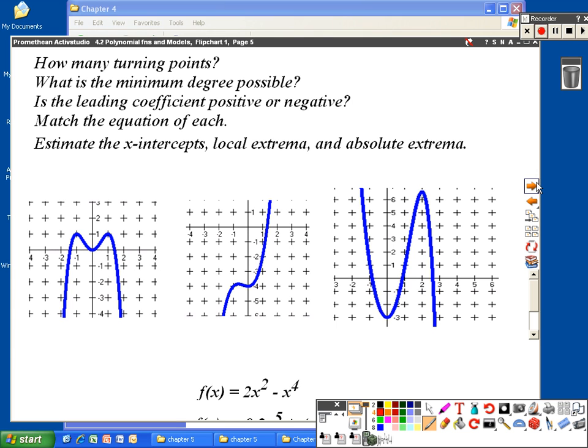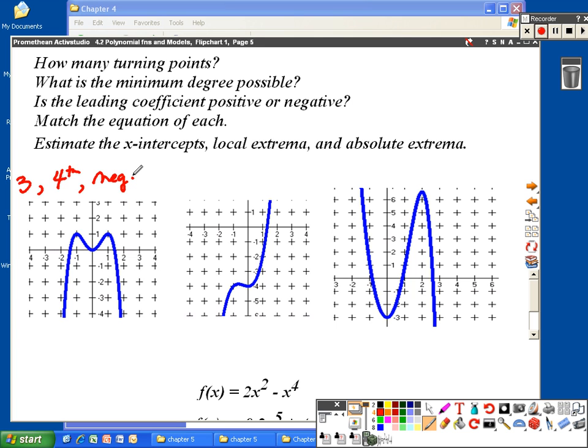How many turning points in this graph? 1, 2, 3. 3 turning points. What's the minimum degree possible then? 1 more degree than turning points, so 4th degree. Will the leading coefficient be positive or negative? Since it is a 4th degree polynomial, and they both open down, it would have to be a negative leading coefficient.